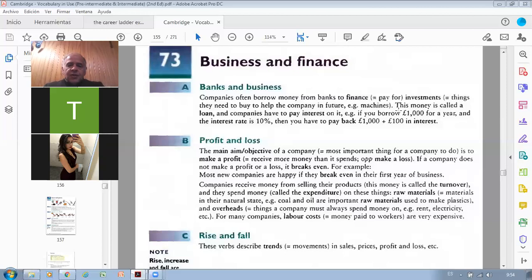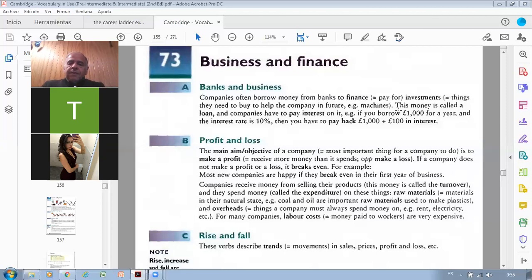Okay. So read, please, Tiare. The main aim or objective of a company, most important thing for a company to do is to make a profit. Okay, see, the objective of a company, the objective of an industry, the objective of a business is to make a profit. That is my aim, to make a profit. I want to earn more money with my investment. Okay, continue. Receive more money than it spends.